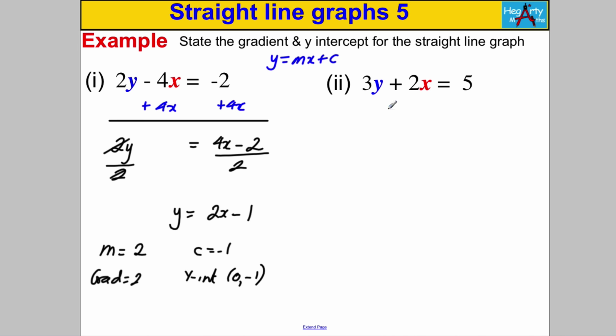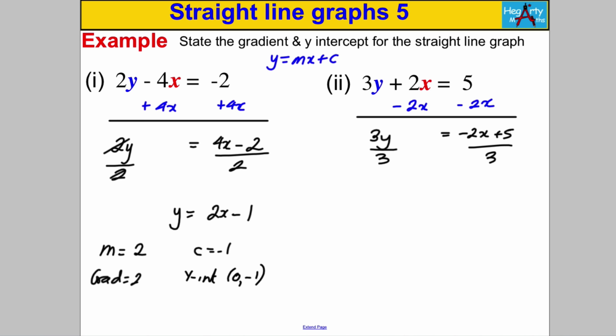So firstly, to undo that add 2x, I'm going to subtract 2x from both sides. That's going to leave me not just with y on the left hand side, but with 3y is equal to negative 2x add 5. Then I'm going to divide both sides by 3. So this leaves me on the left with y.